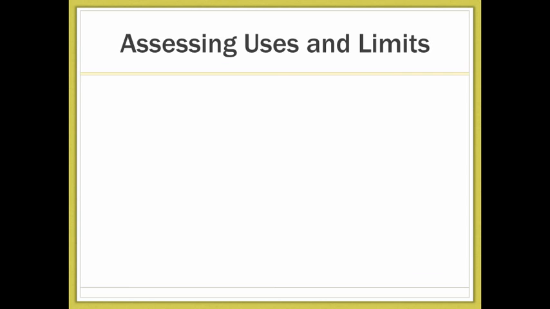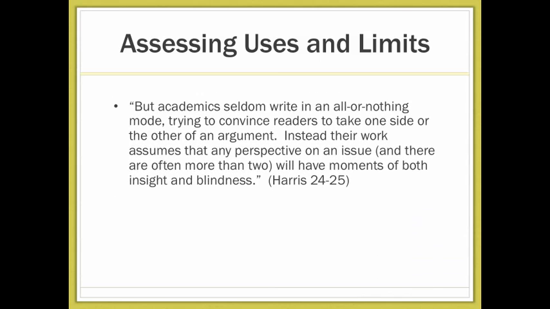Harris's third point concerns assessing uses and limits of the writer's approach. The word assessing may be the source of some confusion here in thinking about a summary. An assessment is a judgment, and the summary assignment for English 101 specifically says that the summary should not be making an evaluative argument about the text. So how does Harris suggest that we assess? Well, for one thing, he says that we need to assess the method of the approach rather than the actual ideas. Reminding us that academic argument is rarely all or nothing, and that instead it assumes there's value in any perspective.